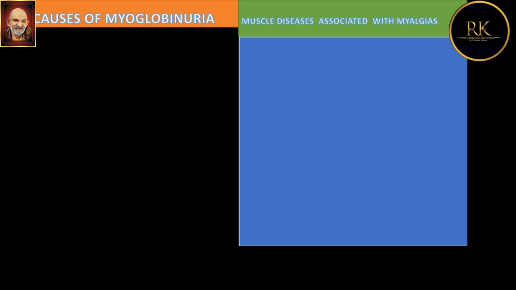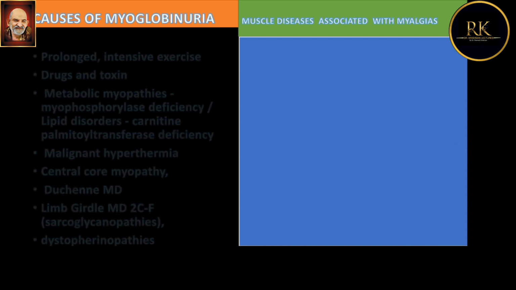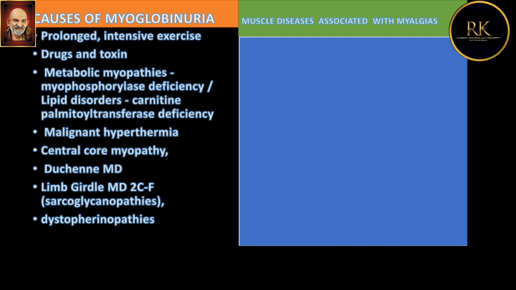For myopathy associated with myoglobinuria, the causes include prolonged or intense exercise, drugs and toxins, and metabolic myopathies in the form of myophosphorylase deficiency and lipid disorders, with the causes including carnitine palmitoyl transferase deficiency, malignant hyperthermia, central core myopathy, Duchenne muscular dystrophy, and limb-girdle muscular dystrophy types 2C to 2F, also called sarcoglycanopathies and dystrophinopathies.